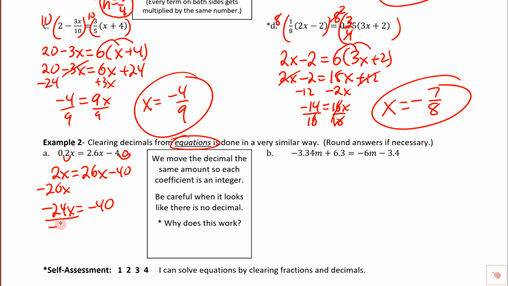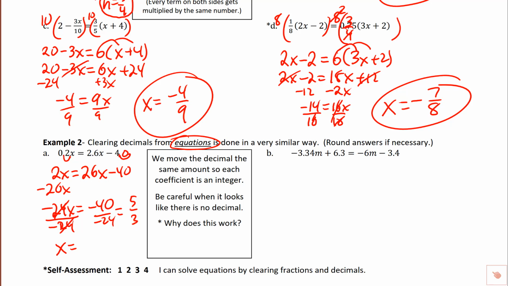We'll divide both sides by negative 24. So those are going to cancel, and we get x equals, now that's going to be a negative divided by a negative, that's going to be a positive. We could spend some time figuring this out. Gosh, this isn't too bad. 8 goes in here 5 times, and 8 goes in there 3 times. So the answer is going to be 5/3.